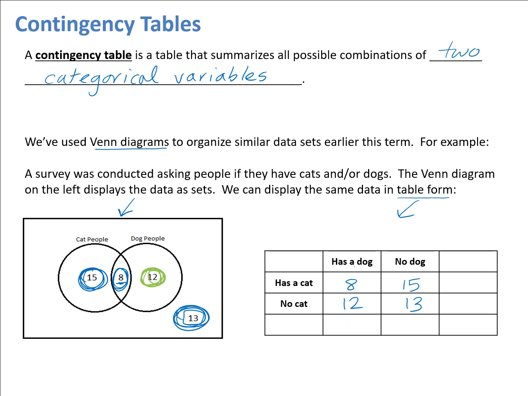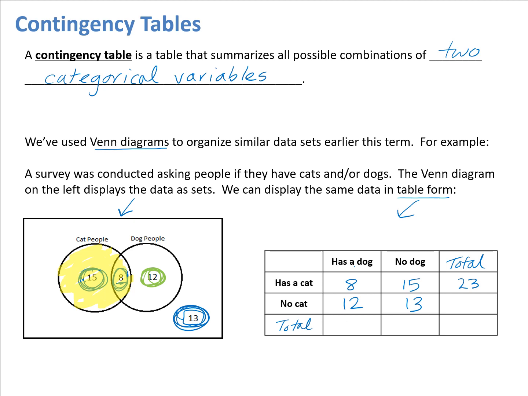One advantage, though, of a table is we can expand that table to include some very useful information, and that is totals. So usually contingency tables will have totals, or if they aren't given with totals, I recommend that you create them because those totals can be helpful in answering questions about the situation. So you can total up how many people have cats. 8 and 15 would be 23. Now how that relates to our Venn diagram would be adding up the entire cat circle. 15 and 8, there are 23 people who have cats.